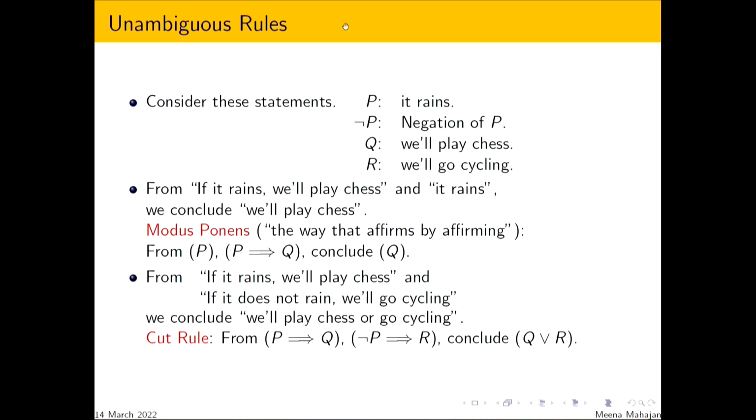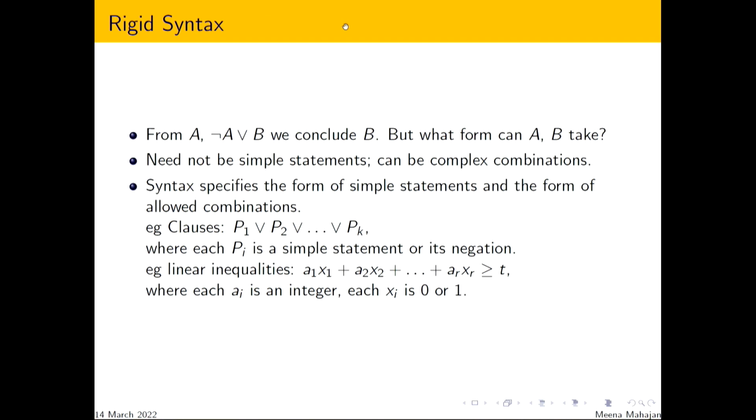Here's another rule. Now, if I know if it rains, we'll play chess. If it does not rain, we'll go cycling. Then it is safe to conclude that I'm going to either play chess or go cycling. One of the two will happen. So the rule here can be stated like this: it is the cut rule. If P implies Q and not P implies R, then I can conclude that Q or R will happen. One of the two will happen. So one can build up many such rules. Now people have studied the expressivity of various such rules. But this was just to give an example of what I mean by unambiguous inference rules.